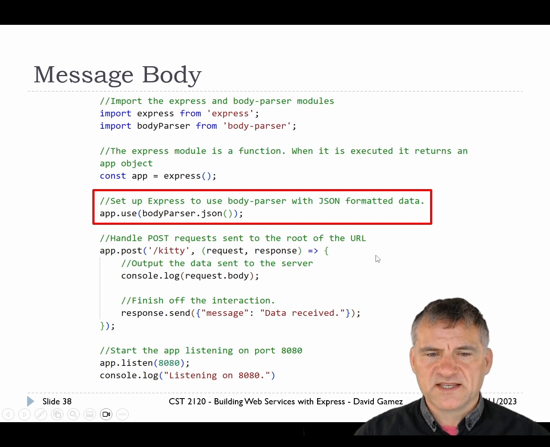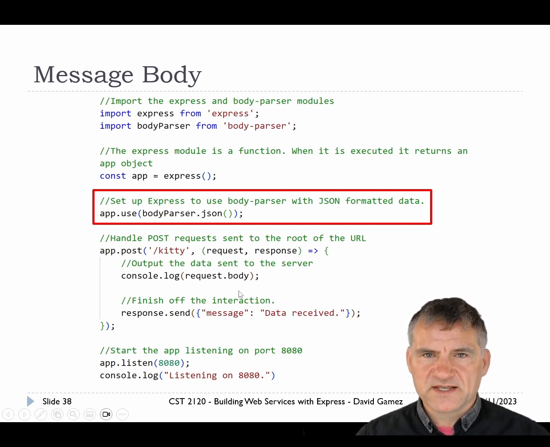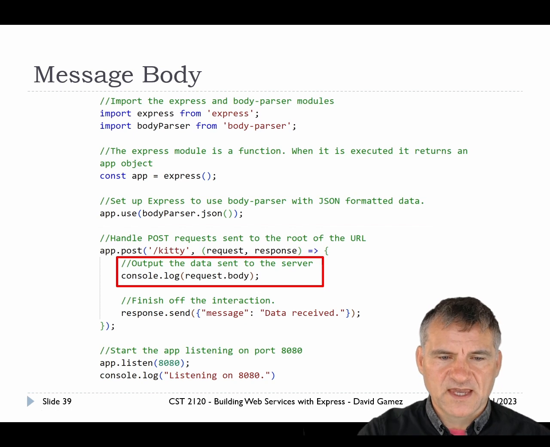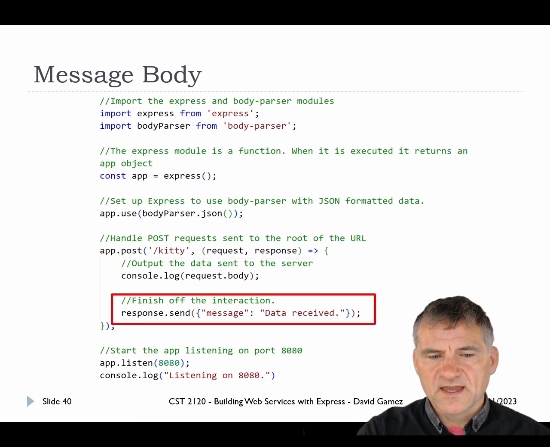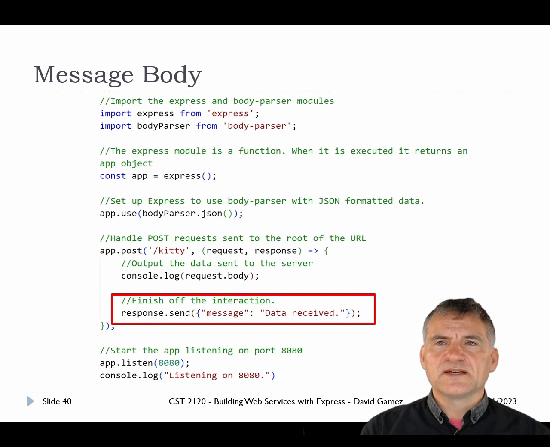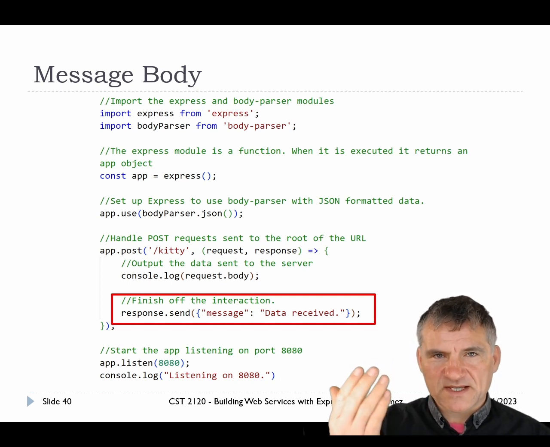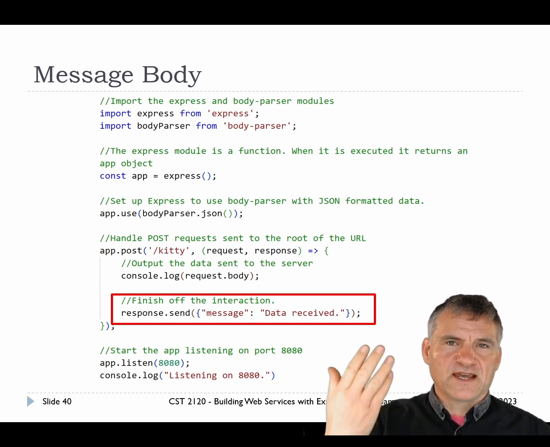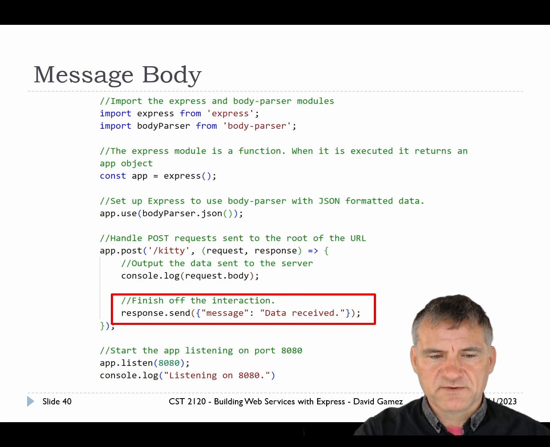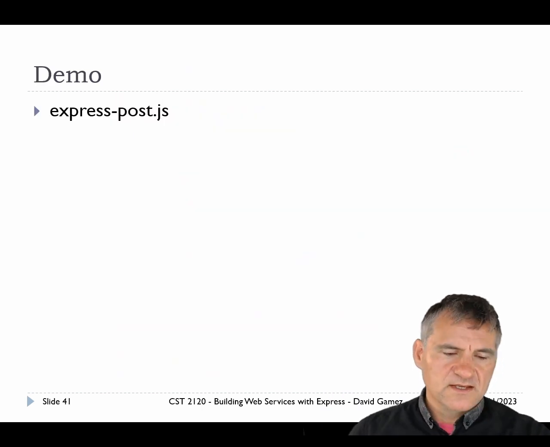So whenever I post a kitty, I can then extract the body of the message that's been sent to the server. I'm just logging it out here for the moment. And again, always send back a response. Otherwise, the server will be hanging, the website will be hanging, and it'll think that it hasn't received a response. So we always need to use response send at the end.